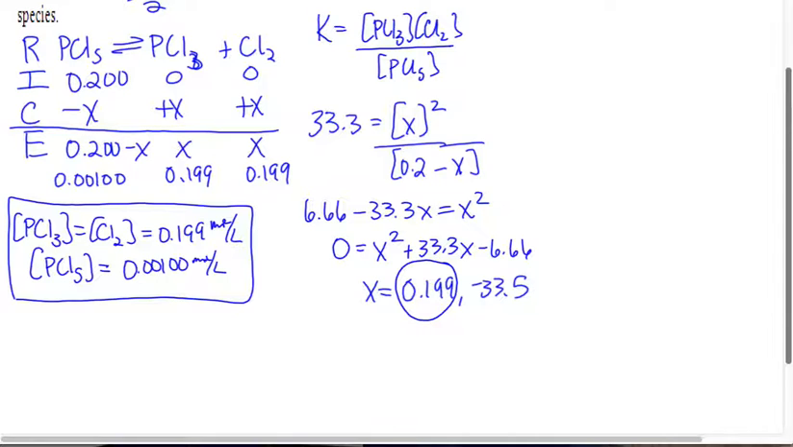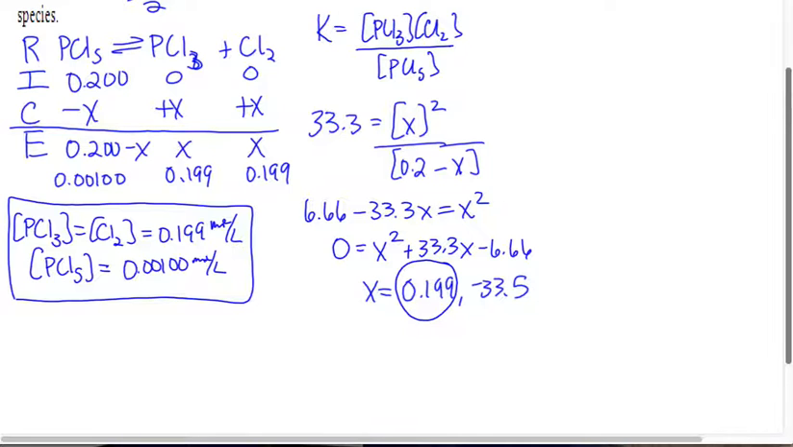So it's really not that bad with the quadratic if you have the solver. I would hate to have to do negative b plus or minus square root of, I don't even remember it anymore, b squared minus 4ac over 2a.